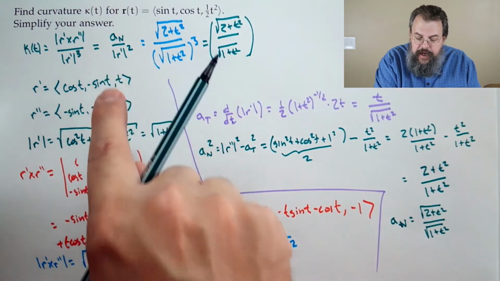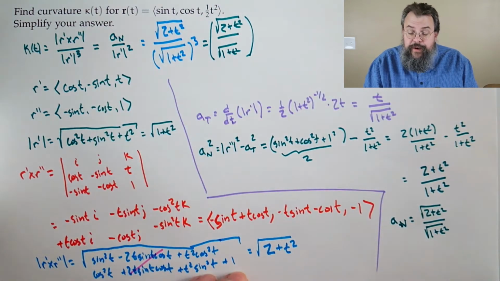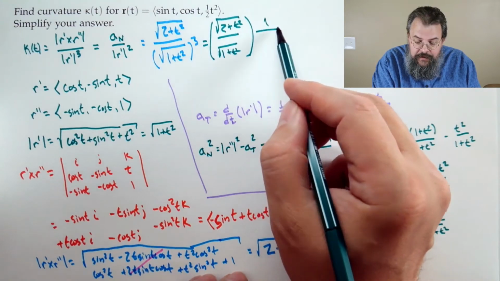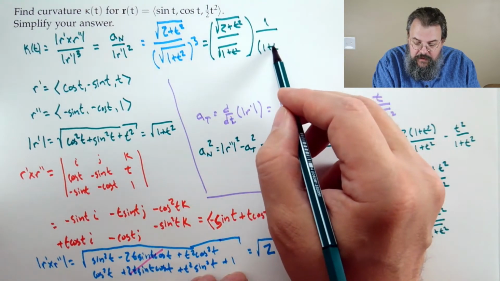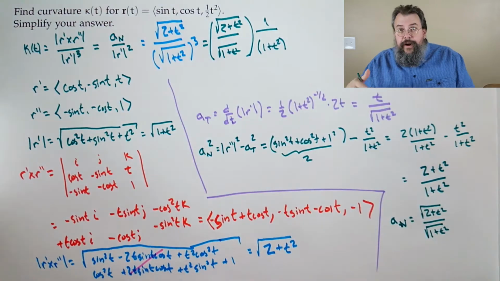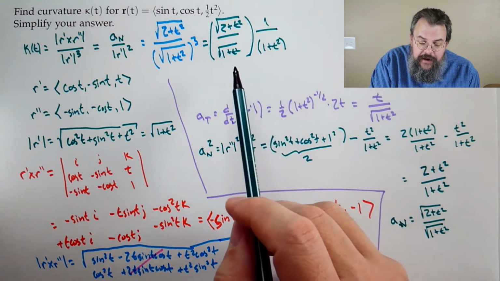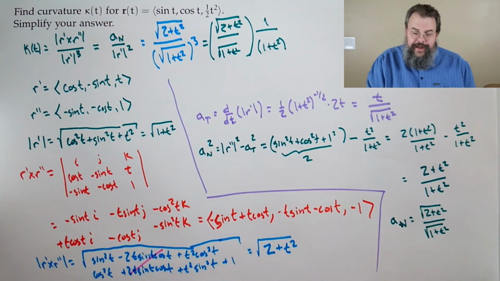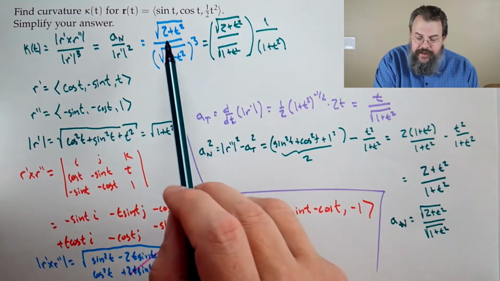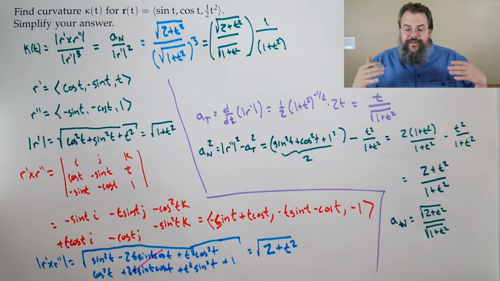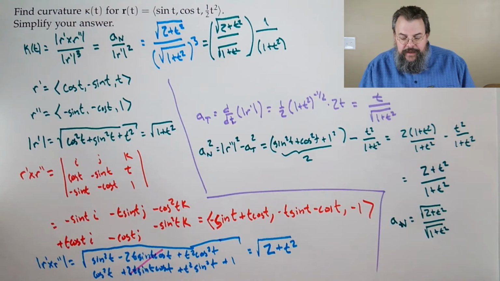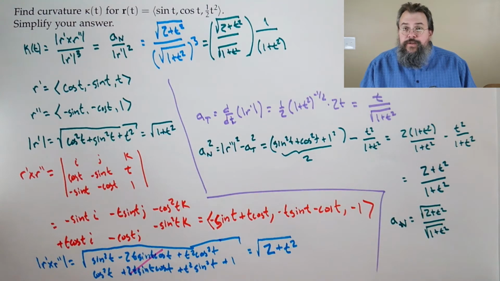And then divide by 1 over the magnitude of r prime squared. So 1 over the square, which is 1 plus t squared, right? Because it's a square root squared. And if you compare, they're the same, right? Square root of 2 plus t squared upstairs, good. And it's 1 plus t squared to the 3/2 downstairs, good. So the same answer.